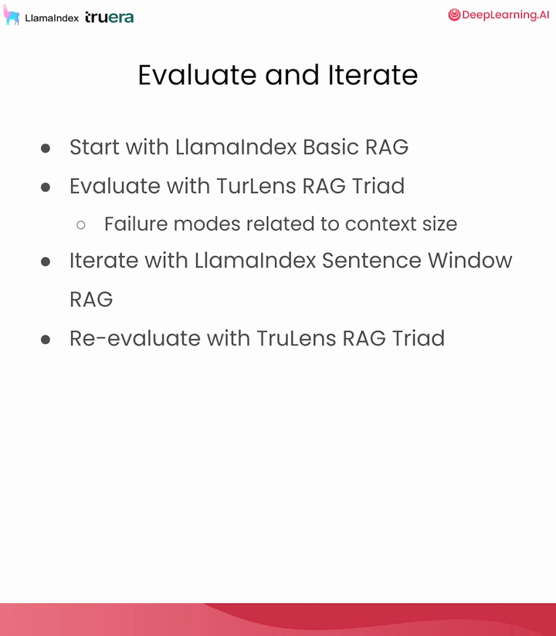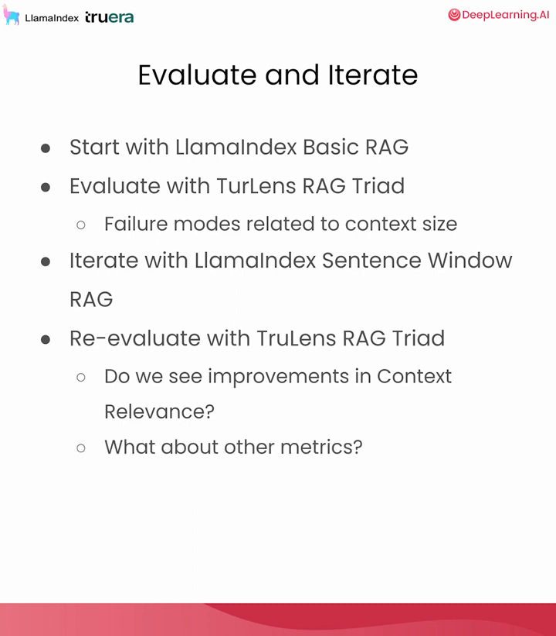Next, we will re-evaluate this new advanced RAG with the TruLens RAG triad, focusing on these kinds of questions. Do we see improvements, specifically in context relevance? What about the other metrics? The reason we focus on context relevance is that often failure modes arise because the context is too small. Once you increase the context up to a certain point, you might see improvements in context relevance.